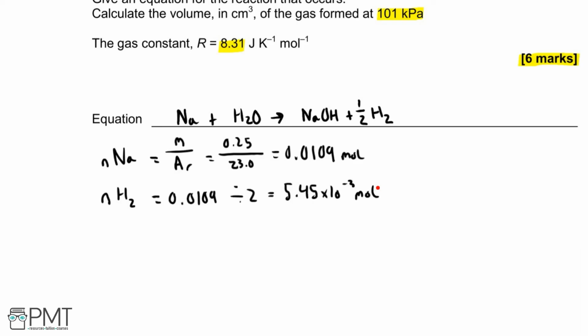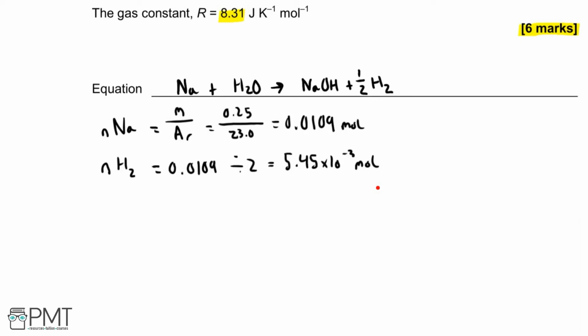Now that we've got the moles of our gas, we can start actually working out the volume it's going to take up. Now, the ideal gas equation is pressure times volume is equal to moles multiplied by the ideal gas constant multiplied by temperature. So we can see we're going to need to get pressure and temperature here. Now, let's start with pressure.